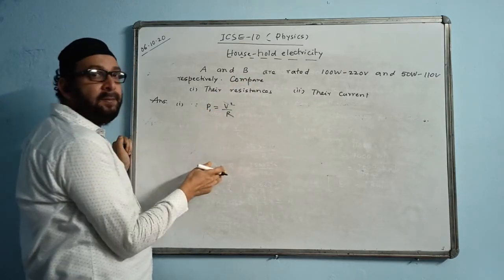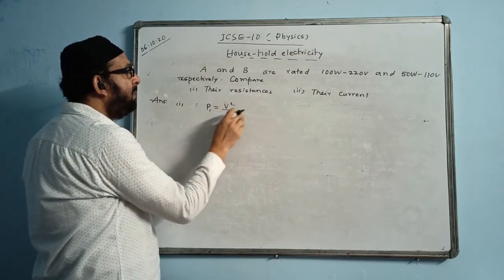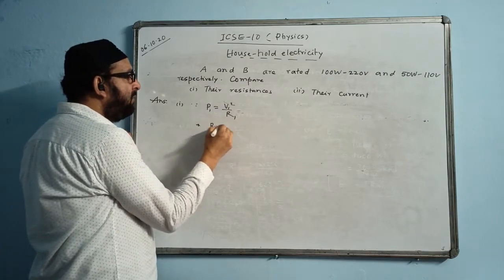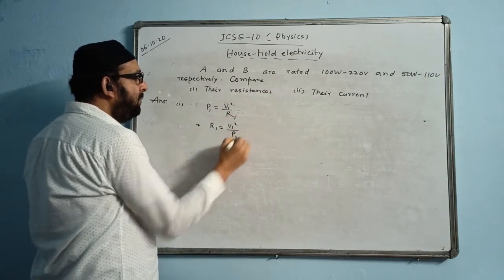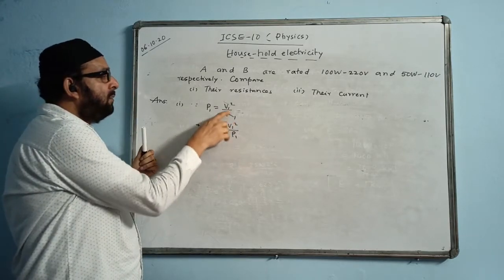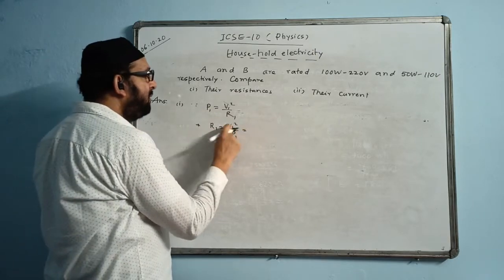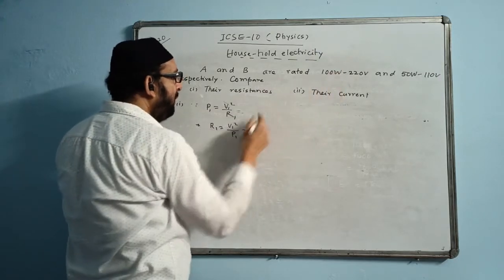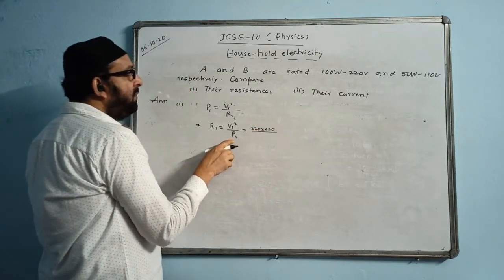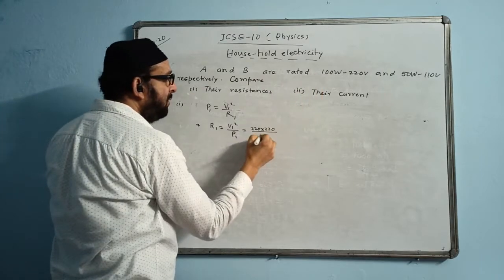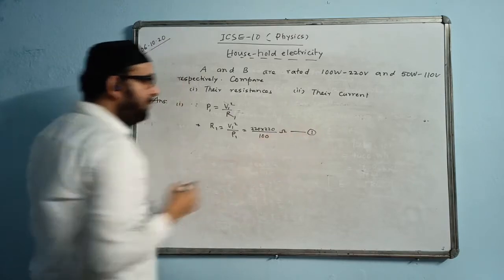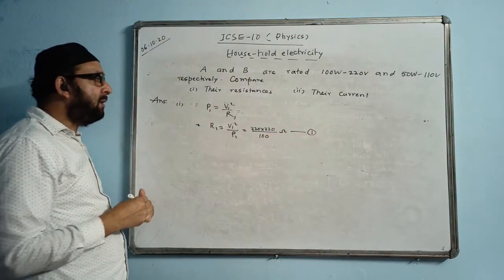So P1 equals V1 squared by R1. Make R1 the subject, right? R1 value will become V1 squared by P1. So I put the value. V1 value is how much here? 220. So you write 220 into 220, because of the square. P1 value is how much here? 100. So we can write here 100. This much ohm, as equation 1. You may not cancel, just keep it like that.